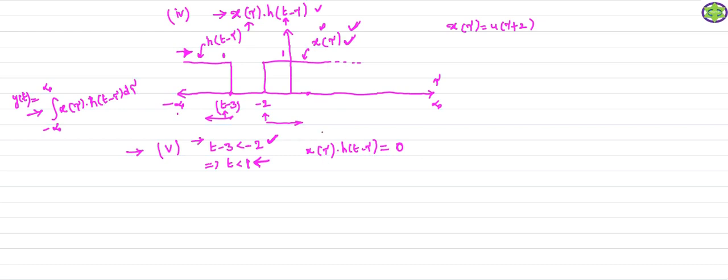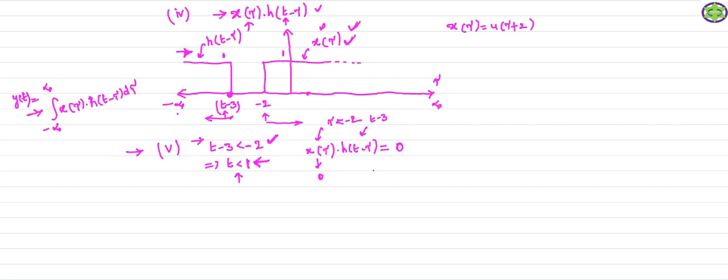That means your x of tau is 0 for tau less than minus 2, and your h of t minus tau is 0 for t minus 3, so this is 0 for this instant, t less than 1. Therefore the product is 0.